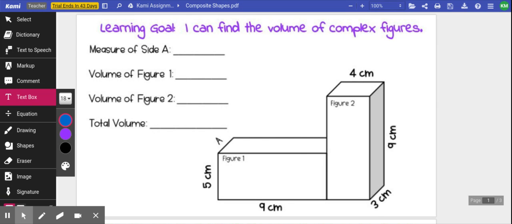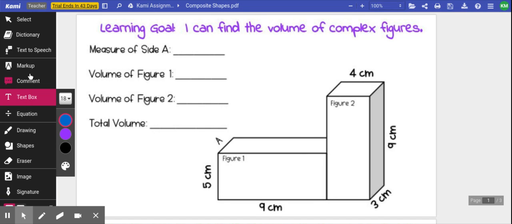So as you can see in the picture before you here, by where my mouse is, you'll see that there are two different shapes and they form one shape. This particular shape looks like an L. So today we're going to break apart these shapes into two separate shapes and then find the volume of each shape and then combine the two volumes together to figure out the total volume. So we'll go ahead and start.